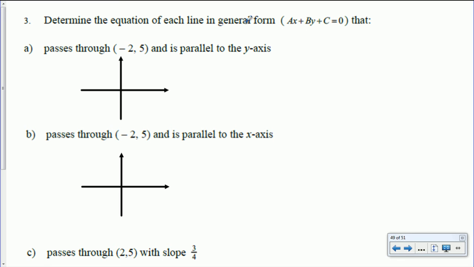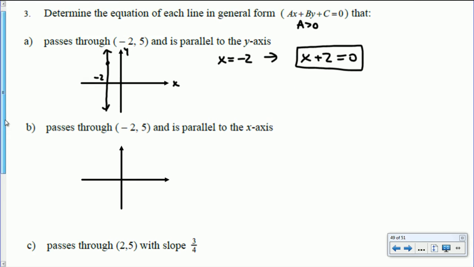So question number 3, we need to determine the equation of each line in general form, so that's like this, where a, b, and c are integers, and a is greater than 0. We need that to happen. So a line that passes through negative 2, 5 and is parallel to the y-axis, so it needs to be parallel there. Negative 2, 5 would be kind of there, and if we're parallel, it looks like that. So it would be x equals negative 2, right? But if we're going to write that in a more general form, x plus 2 equals 0.